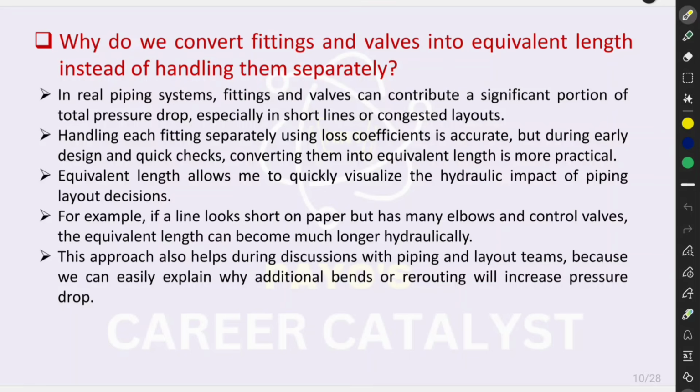Equivalent length allows me to quickly visualize the hydraulic impact of piping layout decisions. For example, if a line looks shorter on paper but has many elbows and control valves, the equivalent length can become much larger hydraulically. This approach also helps during discussion with piping and layout teams because we can easily explain why additional bends or rerouting will increase pressure drop.